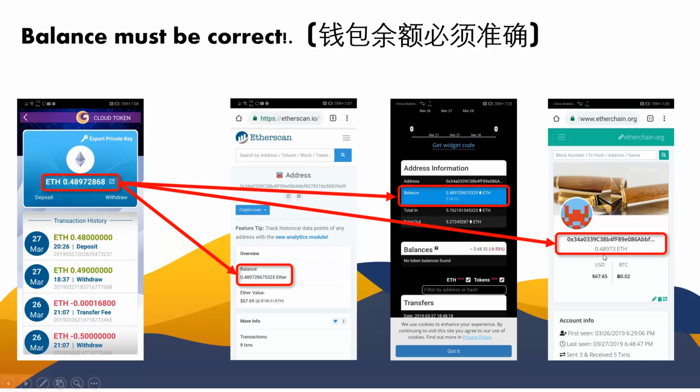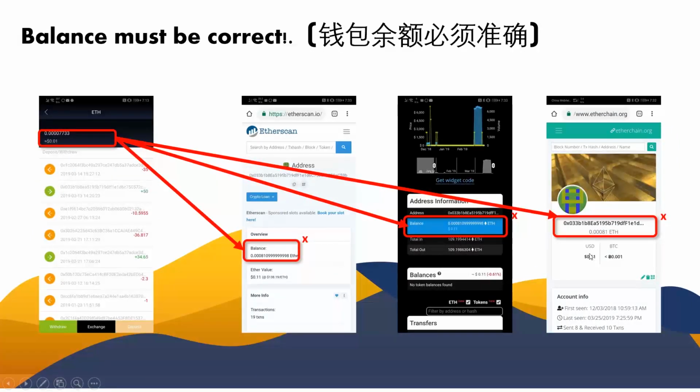Okay, so it's 4,8,973 because it's 8 here, so they rounded up to 3. Now you look at others, so we know that this address's balance is actually on chain itself. But for some other centralized wallets, the balances are not the same. It's because what they show you is actually not on the chain, but from the database.